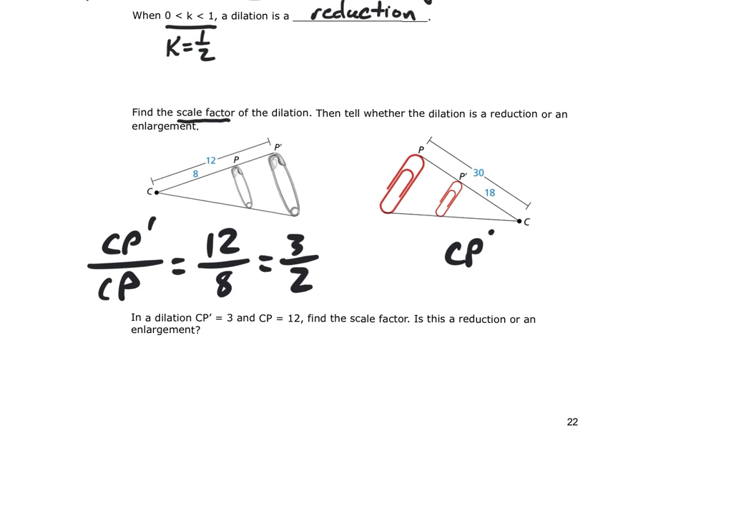Okay, over here, the formula is the same every time. But if I look at the paper clip here versus the new paper clip, this one is considerably smaller, right? And it's the new one. So if we wanted to compare the size of these two, C to P prime is 18. C to P is 30.